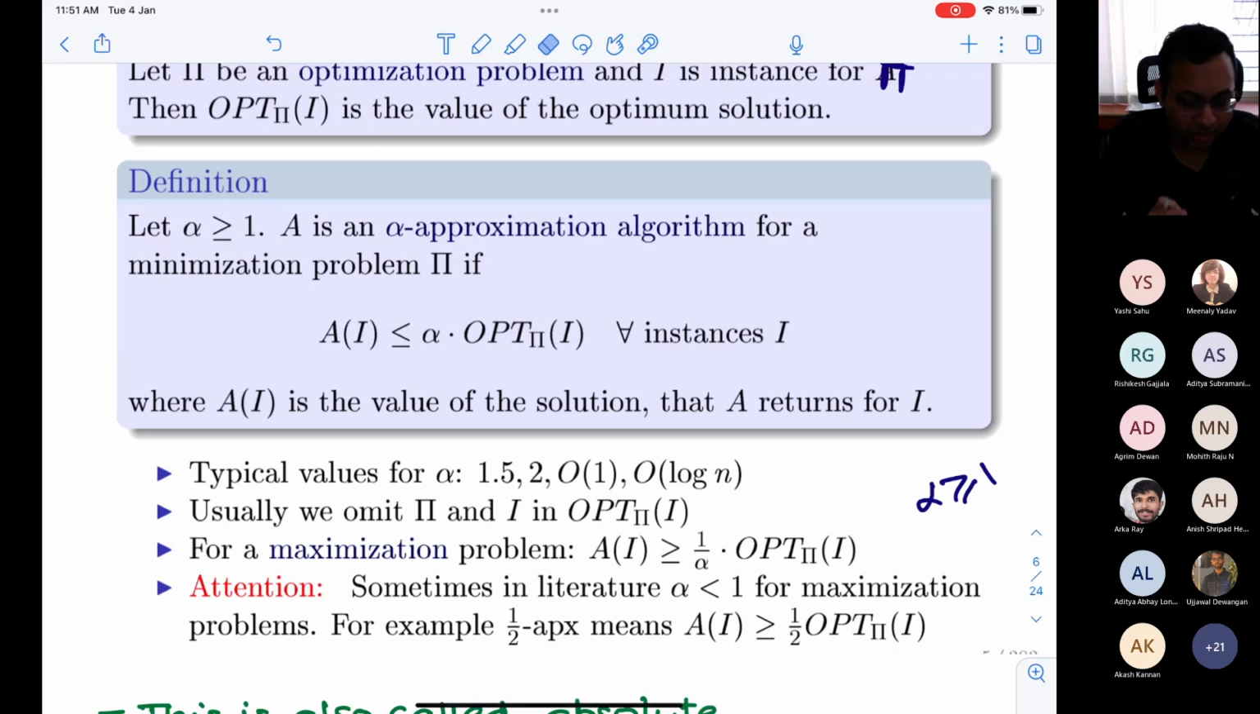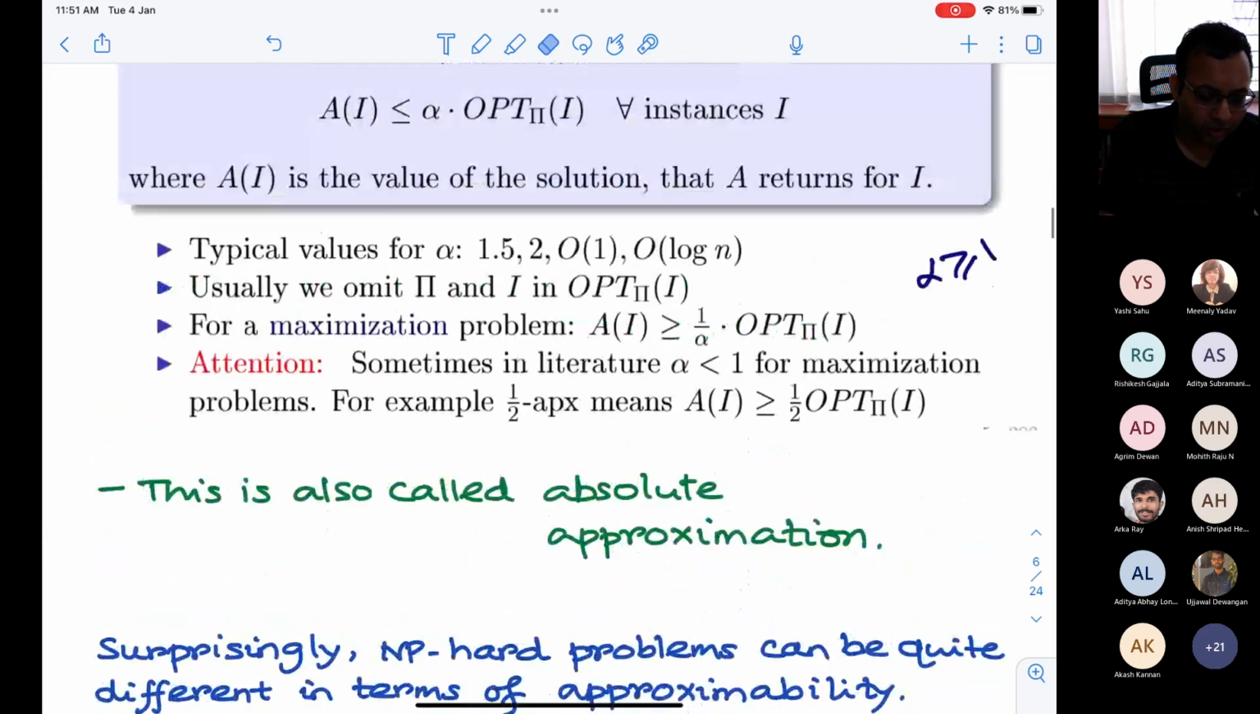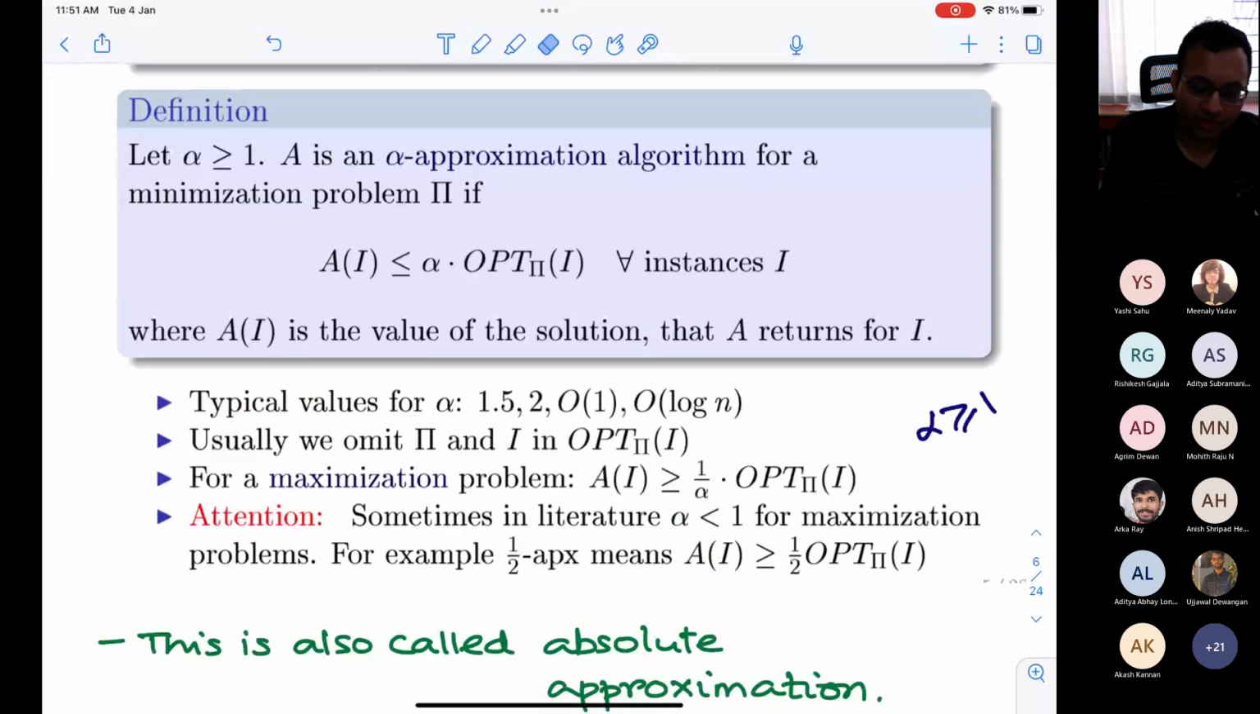Okay, so is the definition clear? In other words, you are trying to get the worst-case ratio of A(I) by opt(I) over all instances I. That ratio is alpha. This is also known as absolute approximation. So we call it alpha approximation by default, but this is also known as alpha absolute approximation. And we'll see there is something called alpha asymptotic approximation as well.